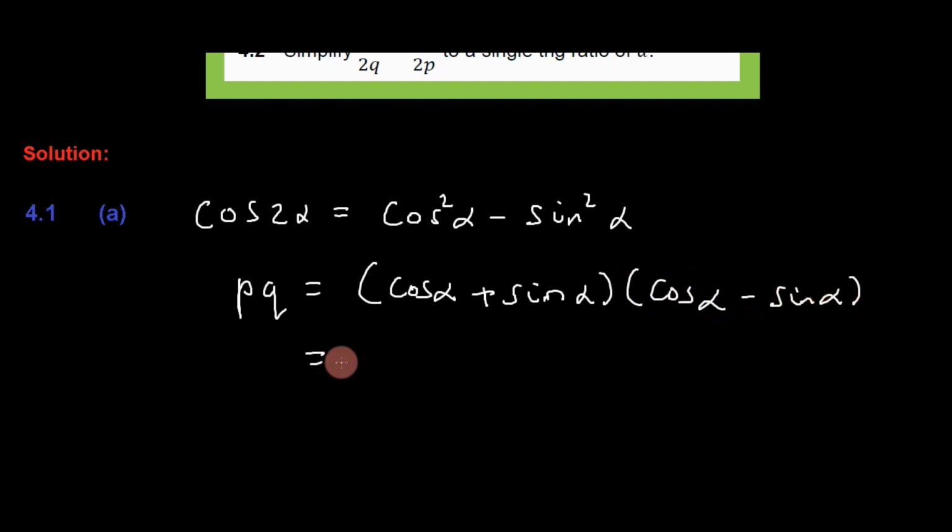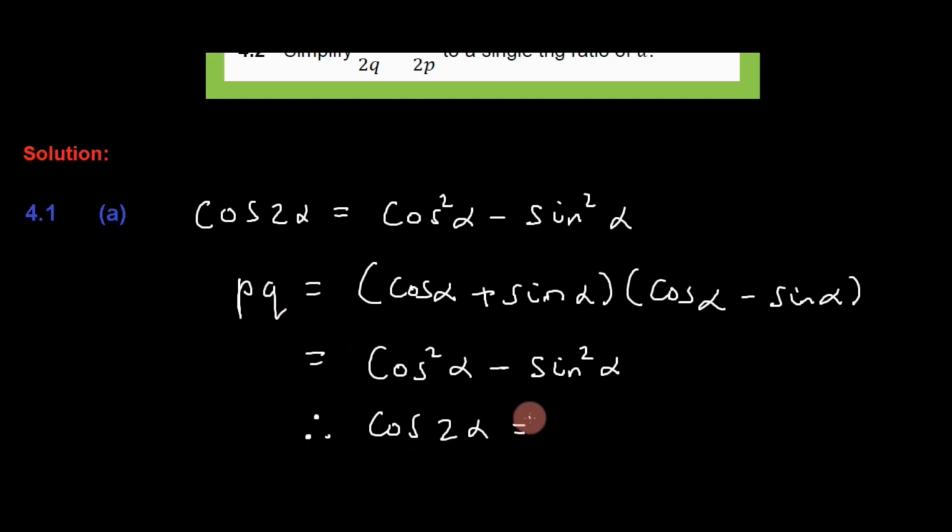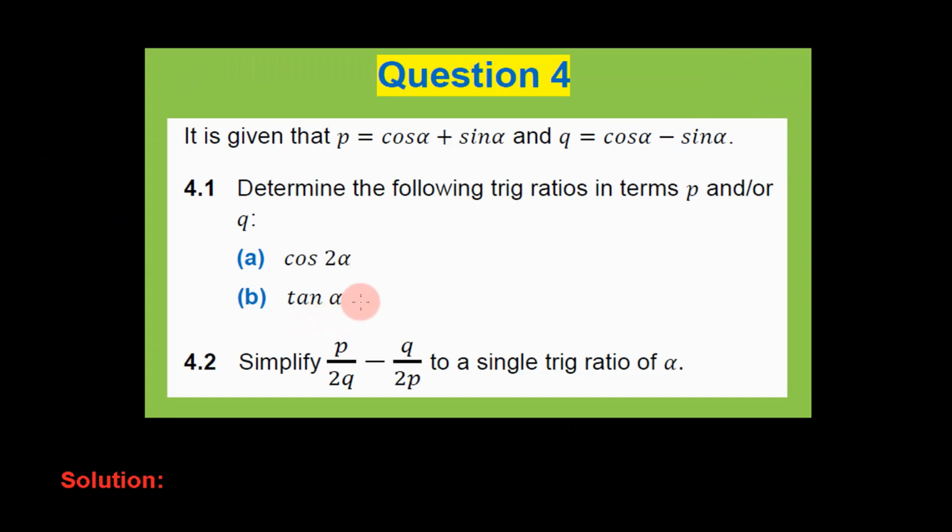And as we said, this is a difference of squares. So we square the first term minus, and we square the second term. Of course, this is the same as what we have here in this equation. In other words, cos squared alpha less sine squared alpha is cos 2 alpha. So then we can conclude that the cos of 2 alpha is P times Q, or PQ. Let's look at B.